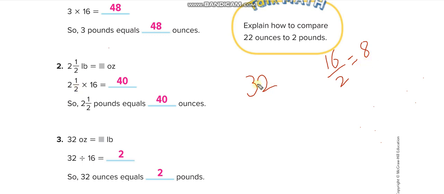Now add both of them. 32 plus 8, 40 ounces. Similarly here, 32 ounces, 2 pounds, 32 divided by 16. Let us move to the next one.